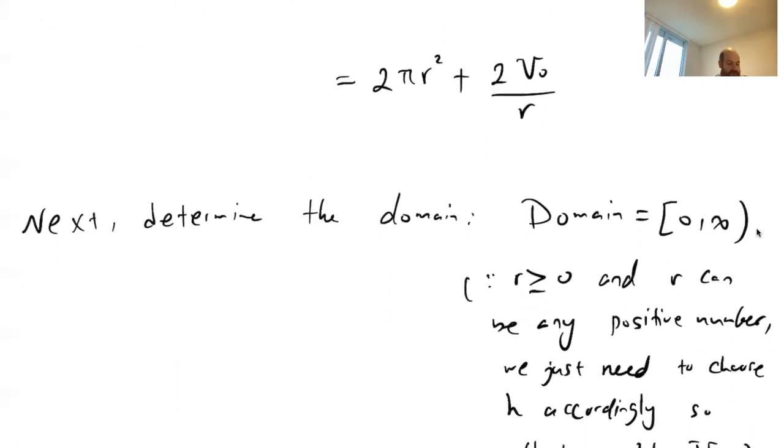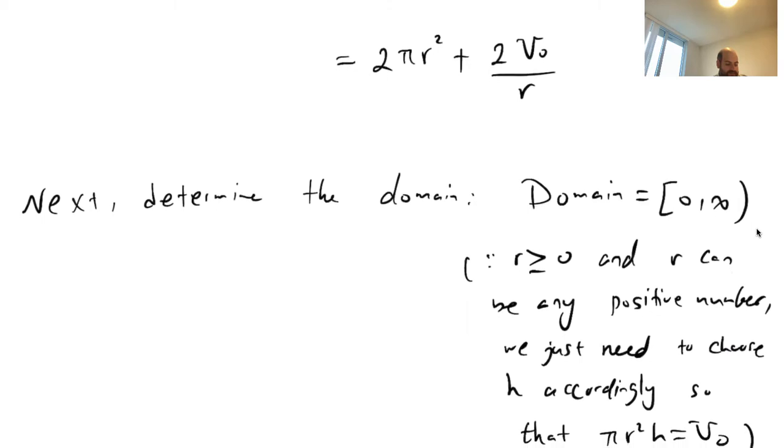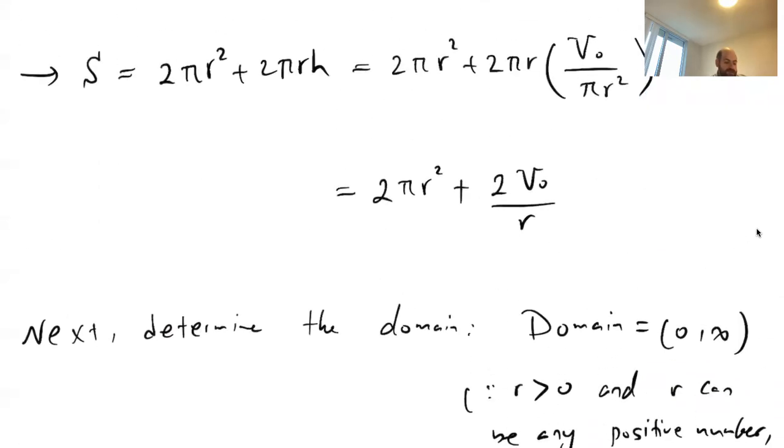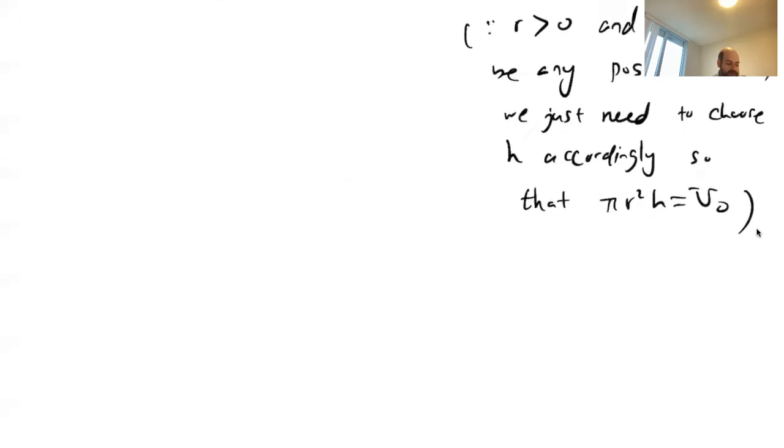Now we have a continuous function. So let me use open intervals, 0 to infinity. Of course, if R is 0, then the volume will be 0, and I will not have a volume of 1000 or any fixed V0. So on the open interval 0 to infinity, any positive number could be potentially okay. So we have a continuous function now.